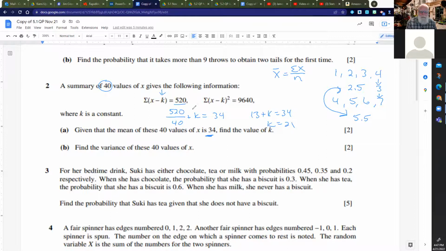If I were to take this number, 21, and add it to the mean, or add it to this coded thing, I would get 34. Does that make sense? Yeah. So the thing is, that must be this number that I have taken away from every data point. So K is going to be 21. Does that make sense? Yeah.